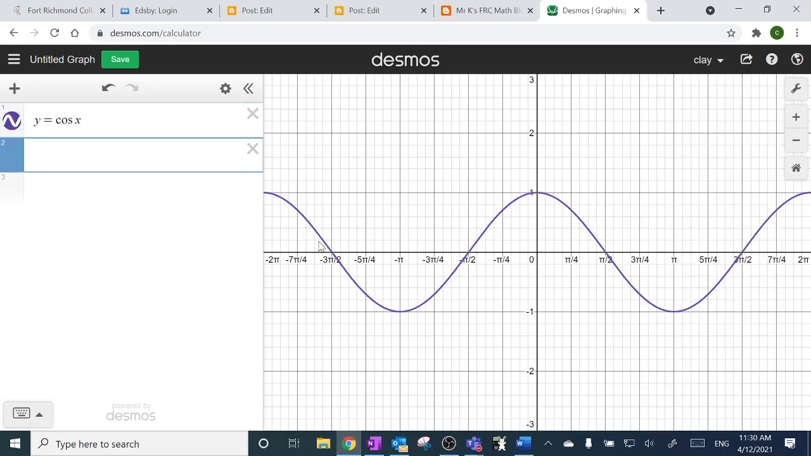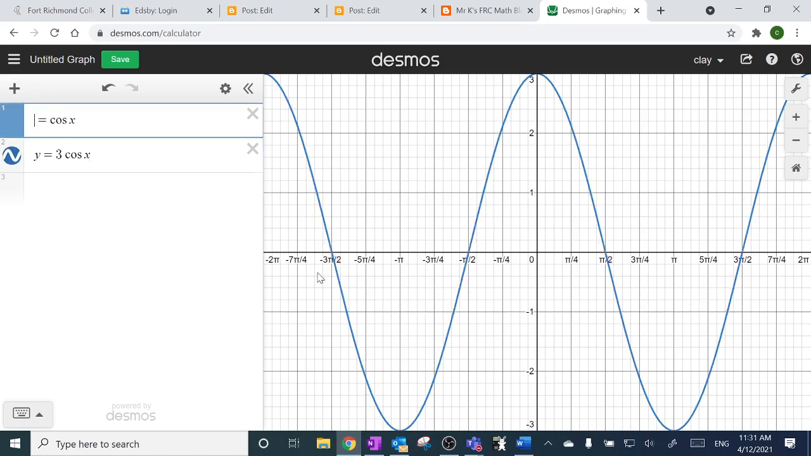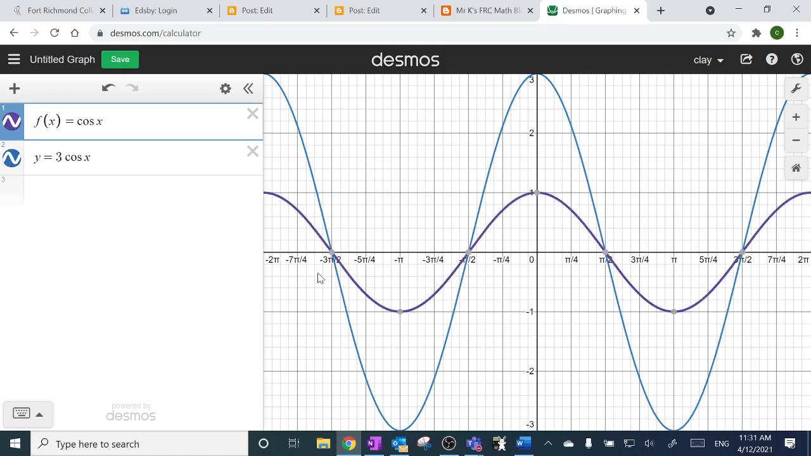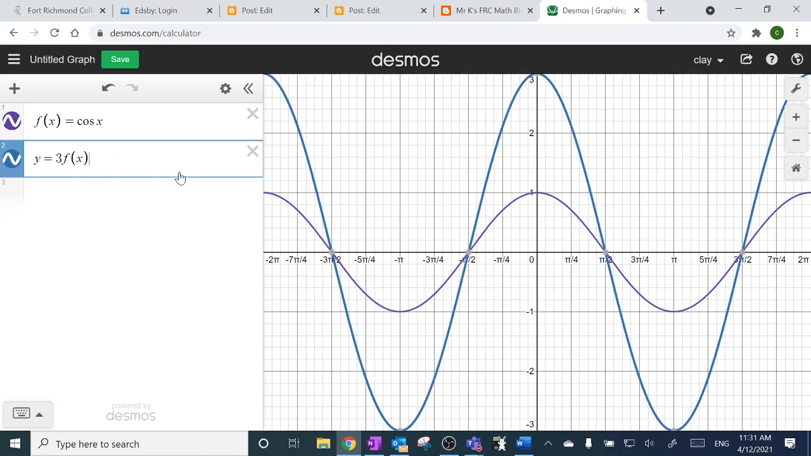Okay, so now it was y equals 3 cos x, right? Compare this to our notes. Pretty good? Check this out. Instead of calling this y, suppose I called it f of x. Because then I could use function notation and say y equals 3f of x. Oh, remember function notation from Unit 1?